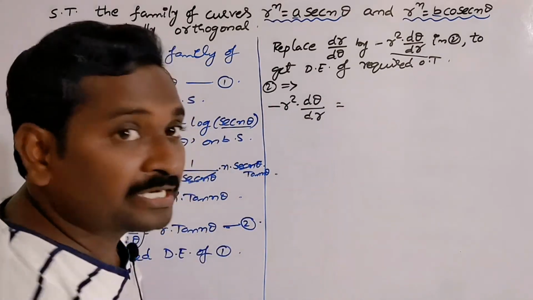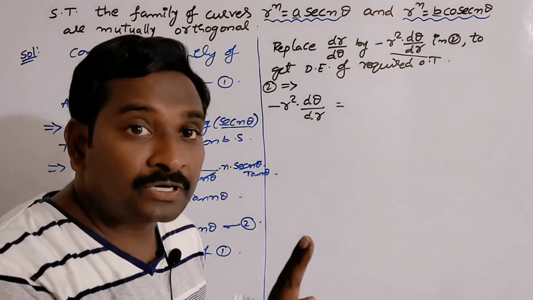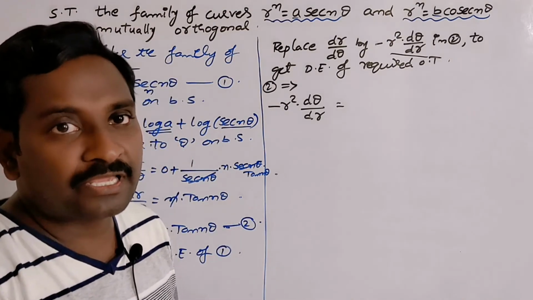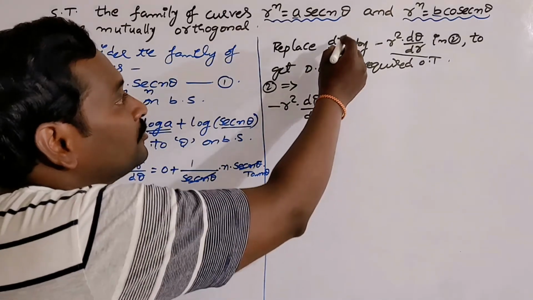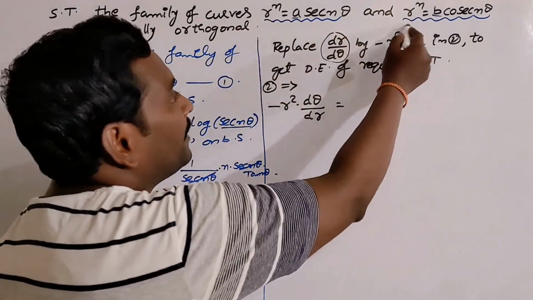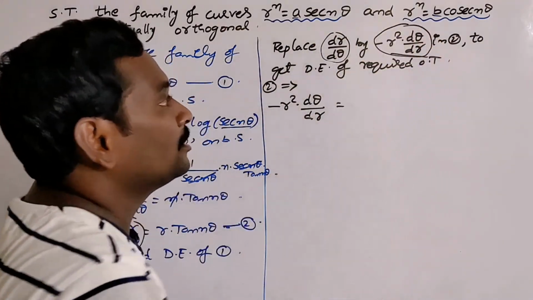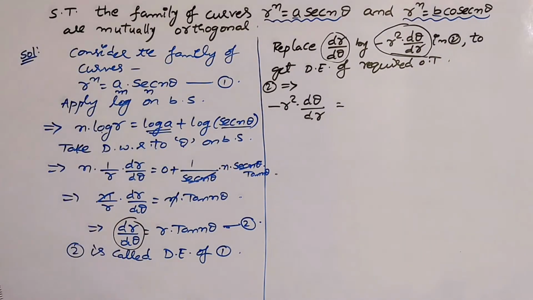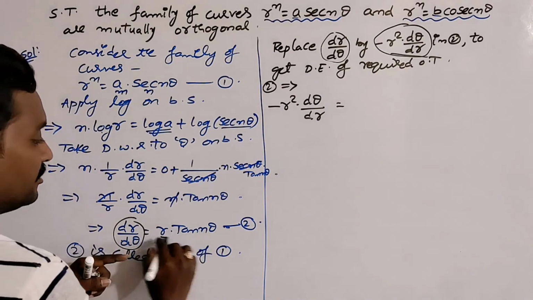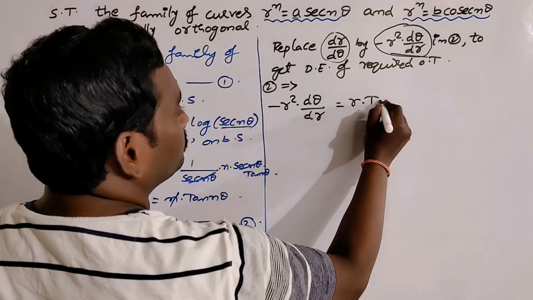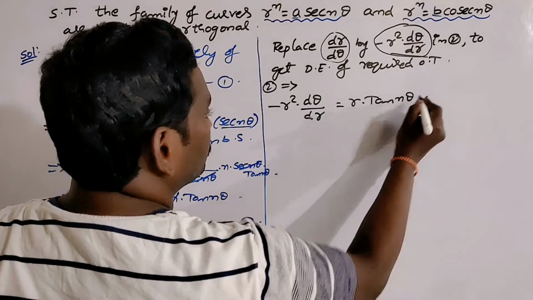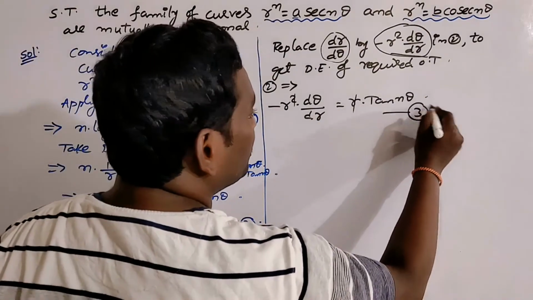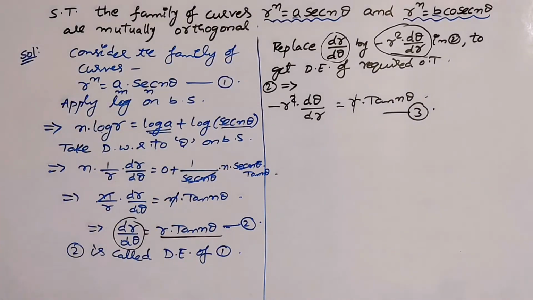Don't forget one important thing. In the case of Cartesian coordinates, we should replace dy/dx by -dx/dy only. But in the case of polar coordinates, we should replace dr/dθ by -r² dθ/dr to get the orthogonality. So on the right hand side you have r tan nθ. One r gets cancelled. Take it as equation number 3. This is called the differential equation of the required orthogonal trajectories.